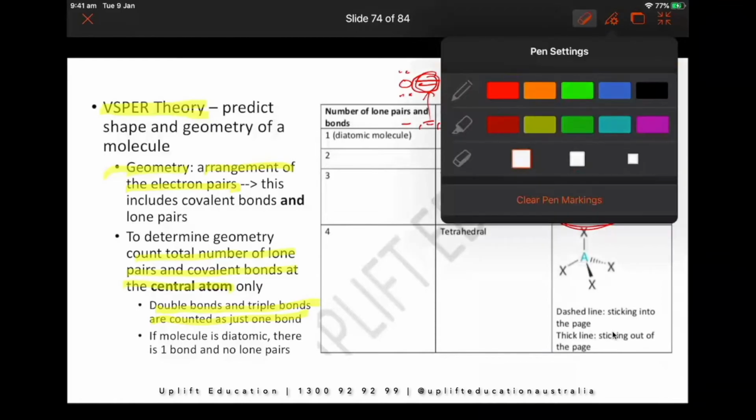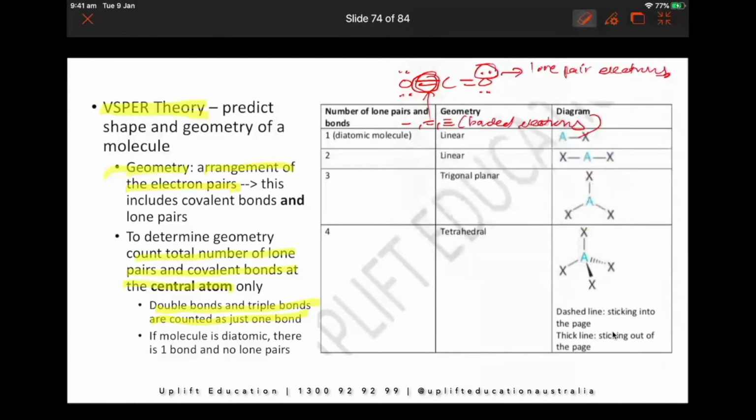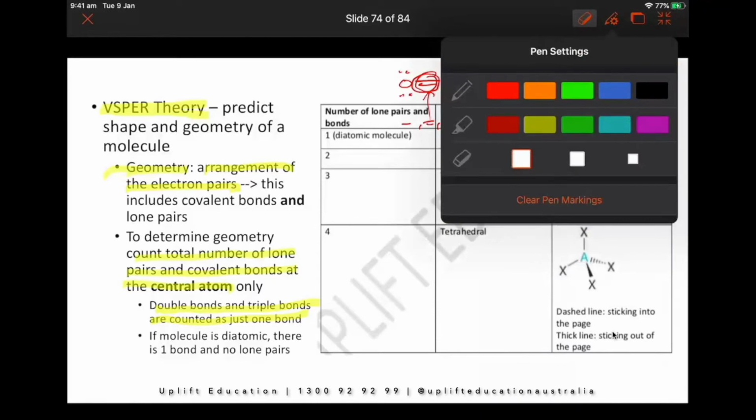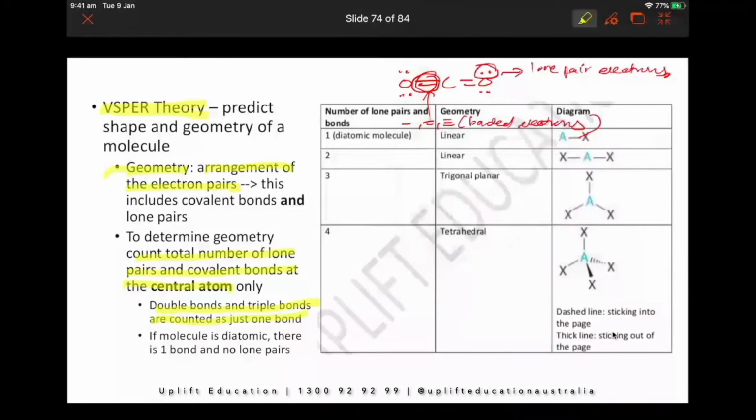So once you've counted the total number of lone pairs and covalent bonds, all you have to do is look at this table and then find the geometry. So if it has one set of lone pairs and bonds, it's linear. If it has two, it's also linear. If it's three, it's what we call trigonal planar. And if it's four, it's tetrahedral.